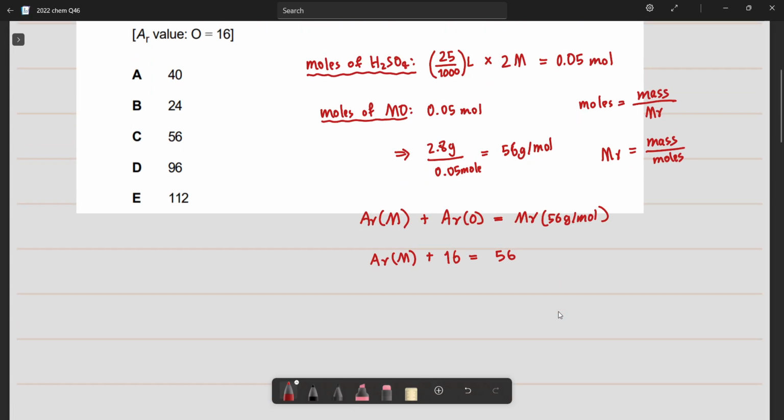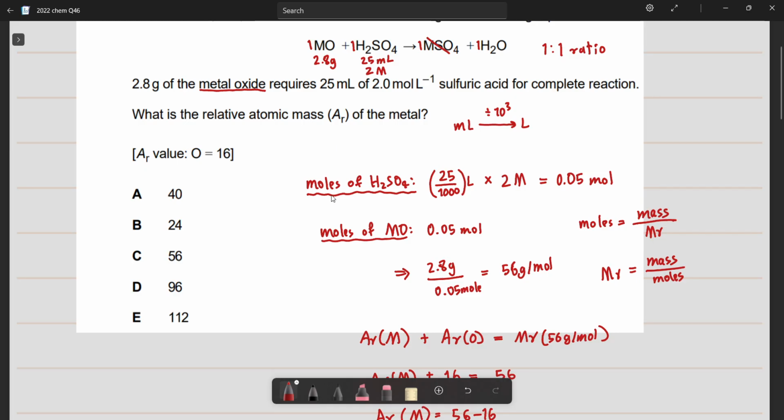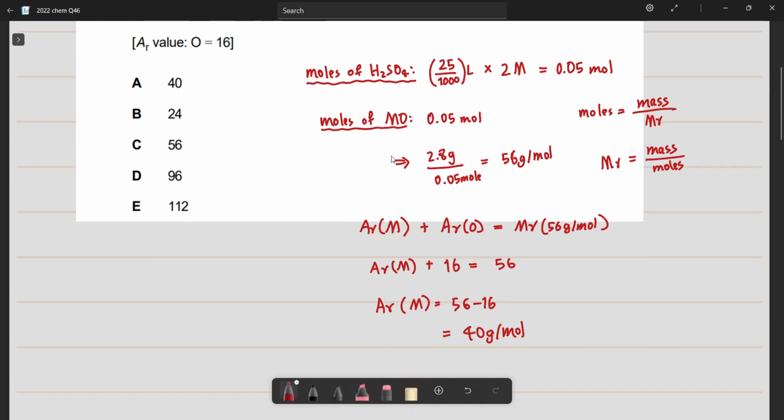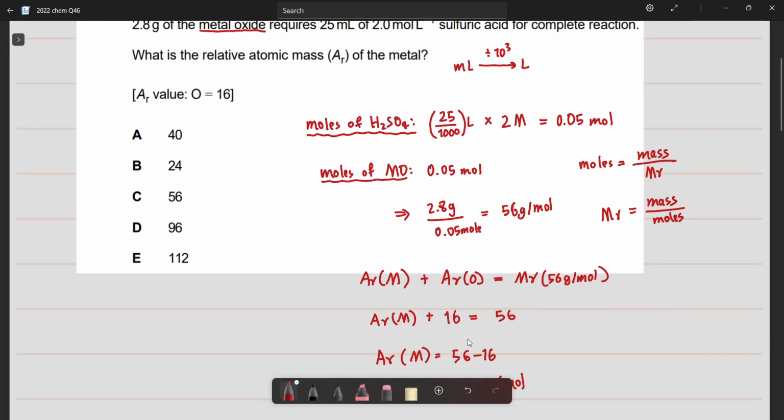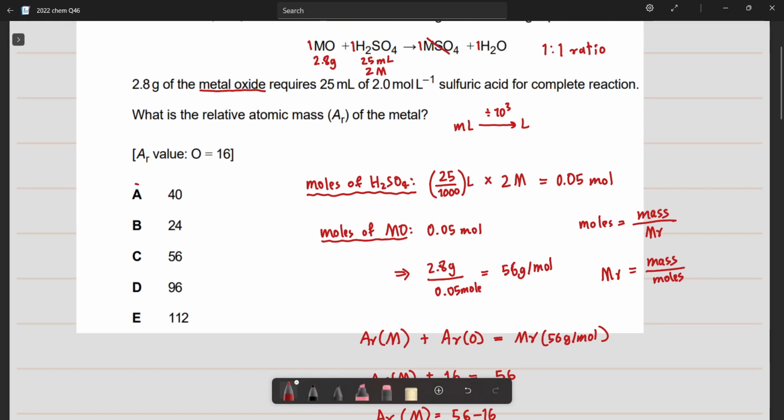So I equate it to 56. Now take the 16 to the other side. This will give me the atomic mass for the pure metal, this element. 56 minus 16 gives me 40 grams per mole. So the atomic mass for this metal is 40 grams per mole, and the correct option is option A. That's how we solve this question.